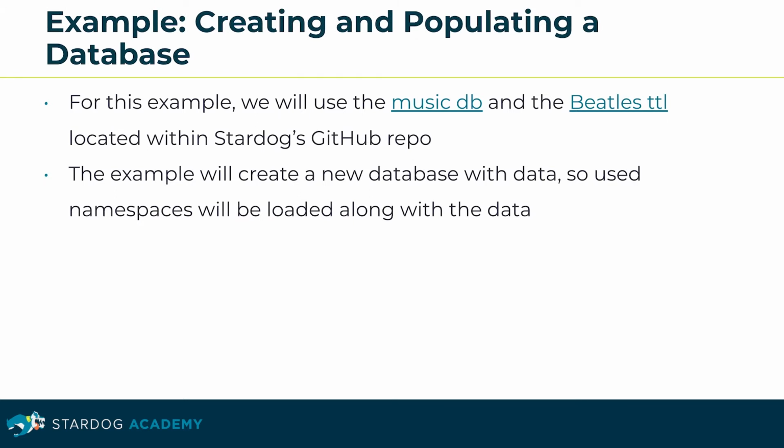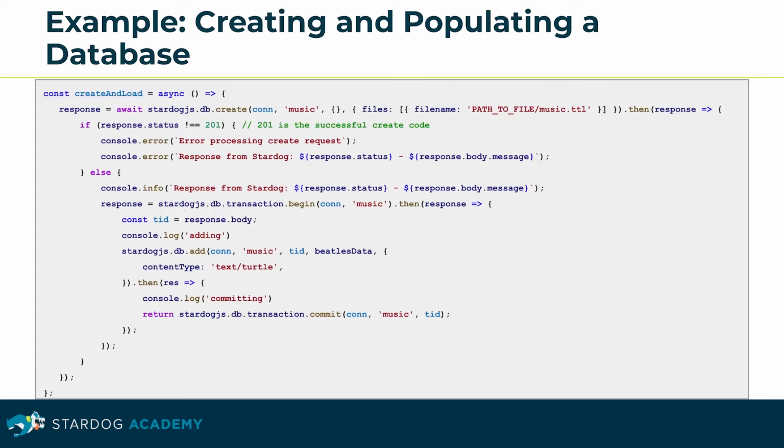In this example, we will be creating and populating a database. For this example, we will use the music database and the Beatles Turtle file located within Stardog's GitHub repository. The example will create a new database with data, so used namespaces will be loaded along with the data. Let's look at the code to create and populate a database.